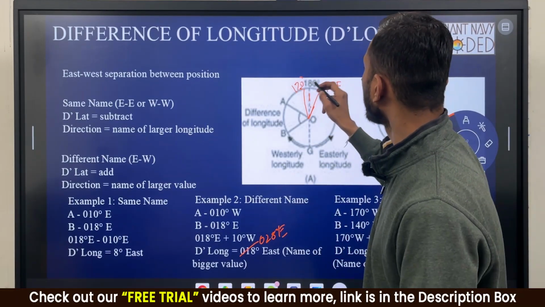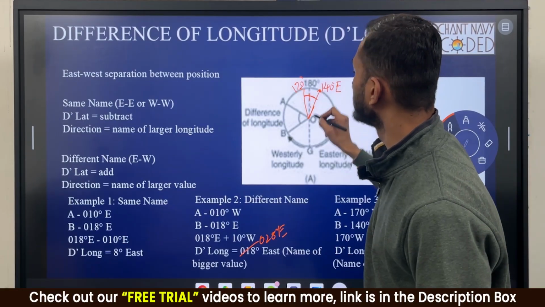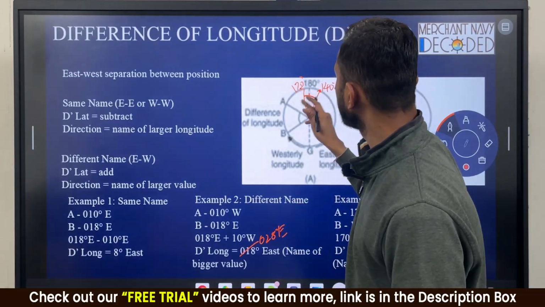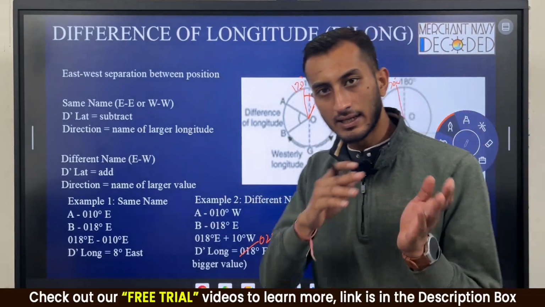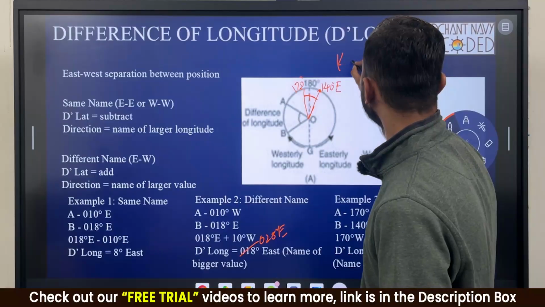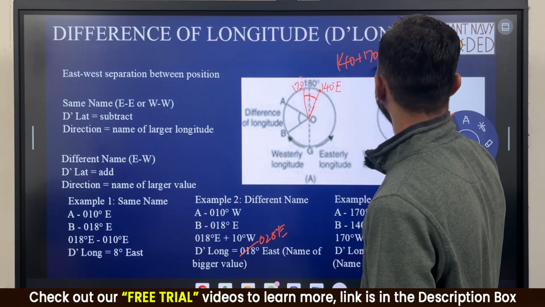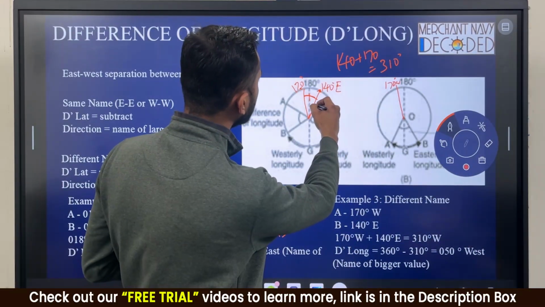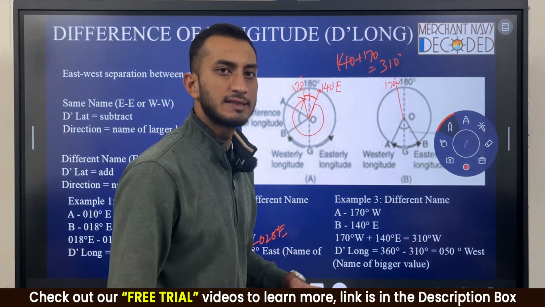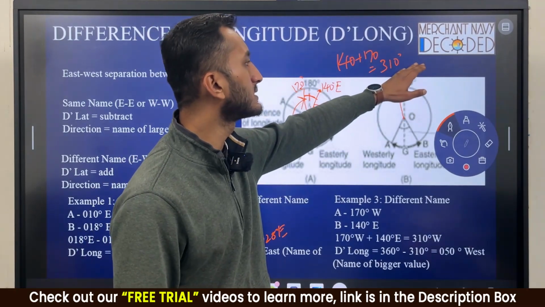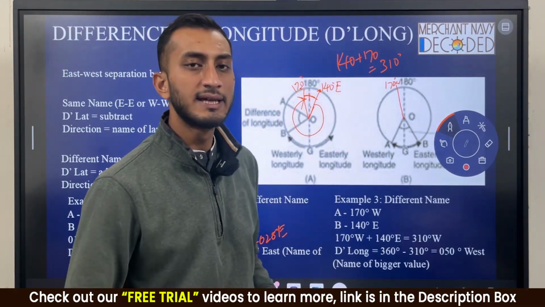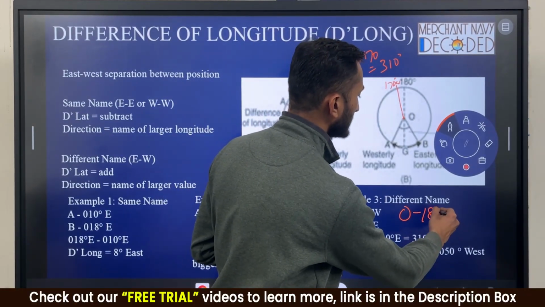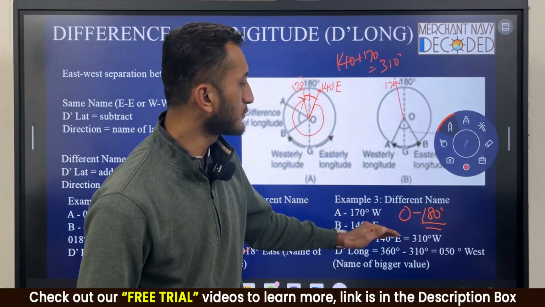So see, we need to find this. There is nothing like easterly or westerly difference here, d long is basically the difference. As I said, different name, they'll be added. So 140 plus 170 becomes 310. This is technically not wrong, 310 is the d long, but since our longitude are taken from 0 to 180, our d long will also be considered between 0 to 180°.